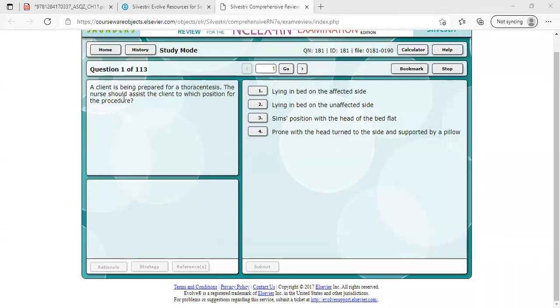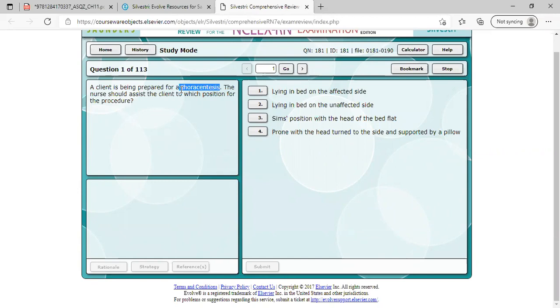Here, a few questions and answers we are going to discuss. The first question is, a client is being prepared for a thoracentesis. The nurse should assist the client to which position for the procedure. The keyword here is thoracentesis. It is the process by which excess fluid is removed from the thoracic cavity or from the lungs, like pleural effusion.